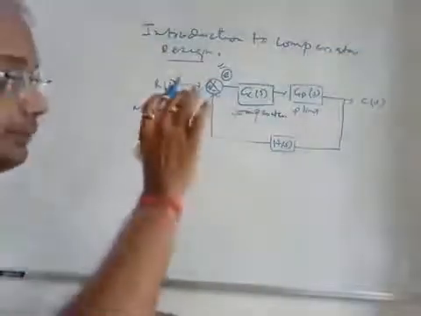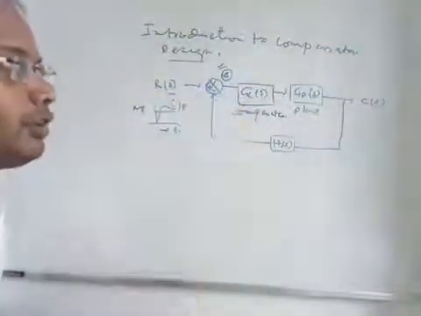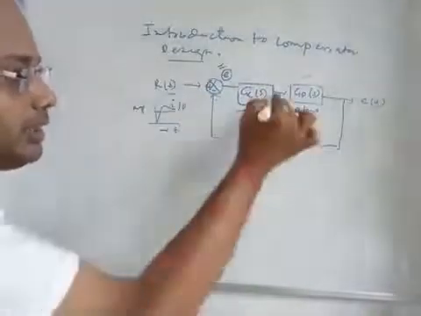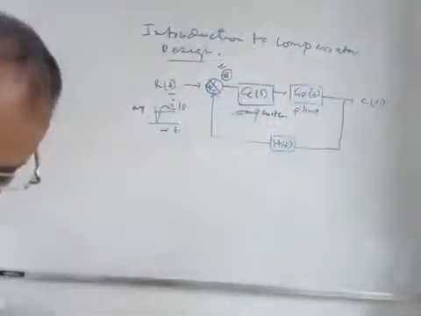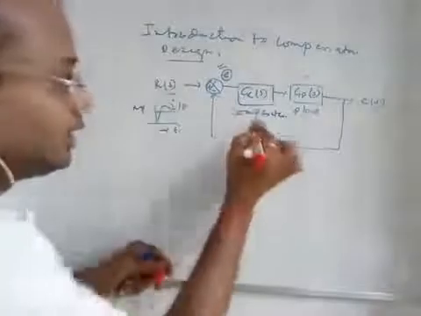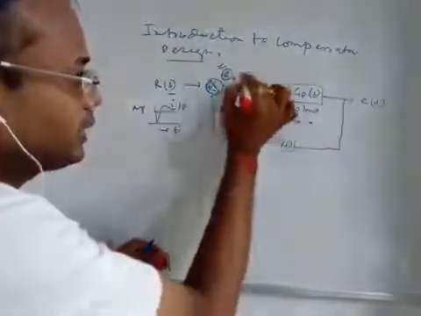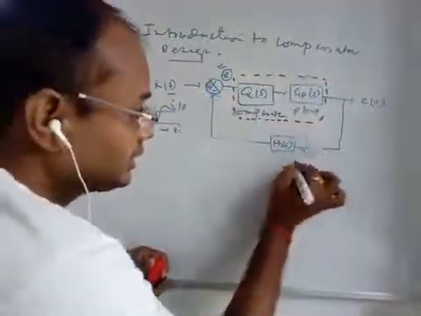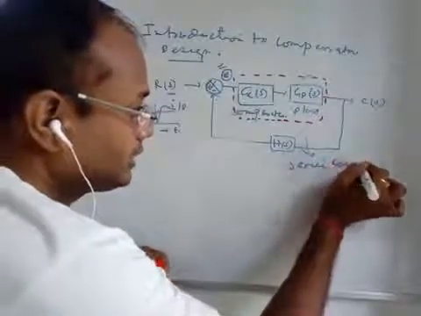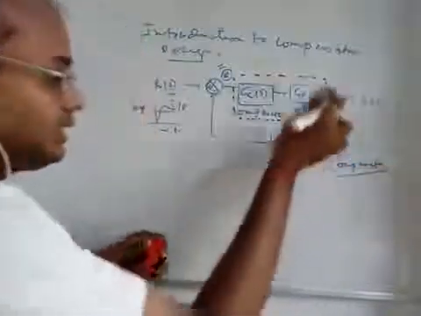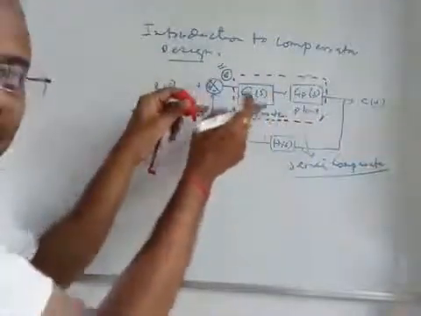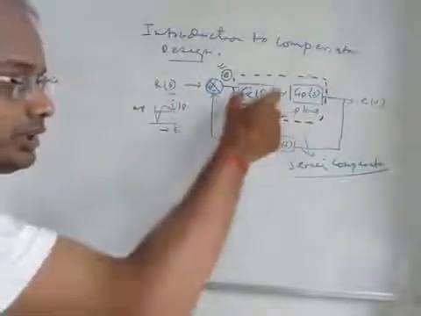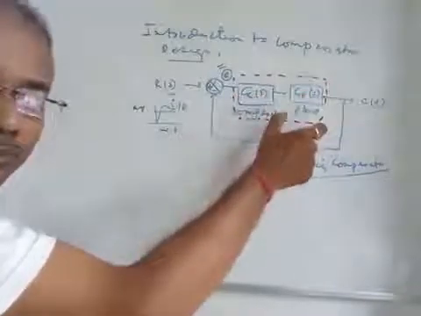Now normally two types of compensator are used. One is the series type of compensator, and one is the parallel type of compensator. This is a series type of compensator. Series compensator means the plant is directly cascade connected with this. And there is another version, the parallel type of compensator, where this compensator will be connected in parallel to the plant, which I will show here.